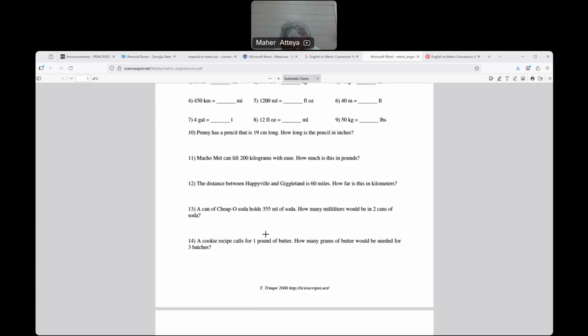A can of soda holds 355 milliliters. How many milliliters would be in 2 cans? This is not a unit conversion, because if one can has this amount, then for 2 cans you just multiply. That's 1 can, add another can, 355, so multiply by 2 to get this. This has nothing to do with conversion. These are different problems.